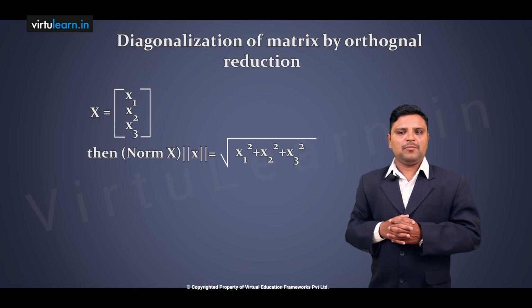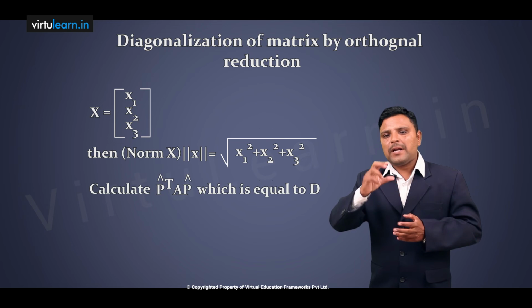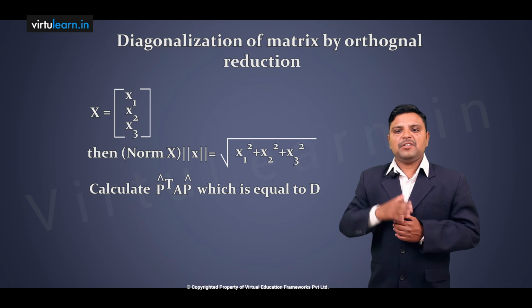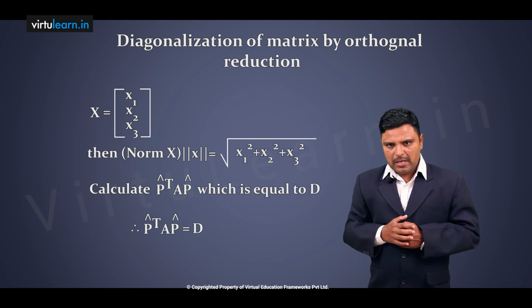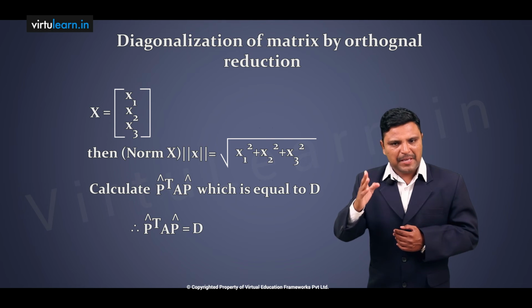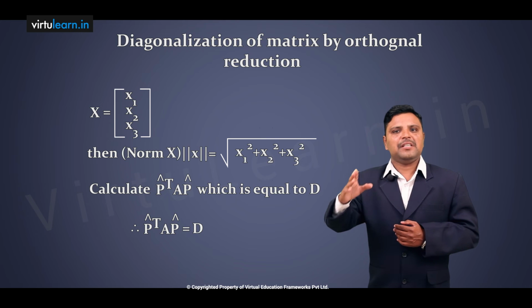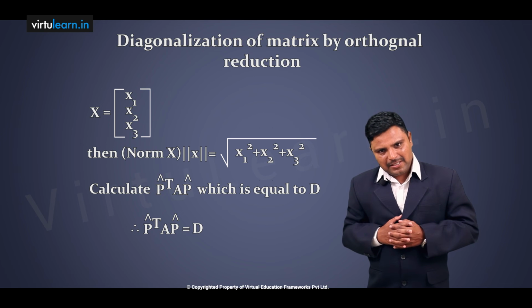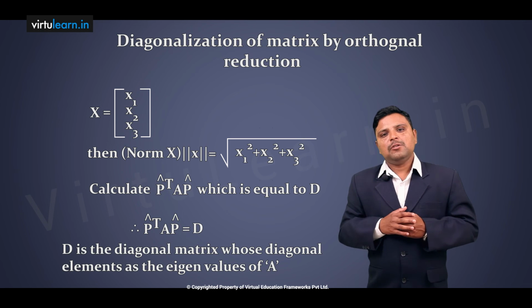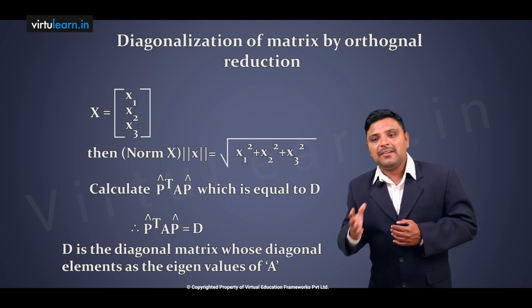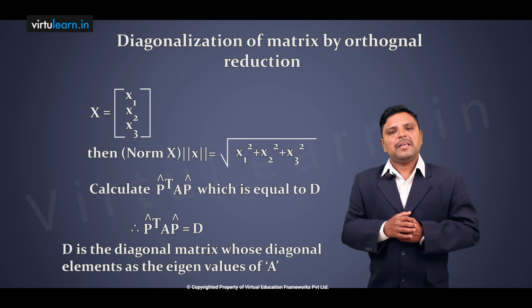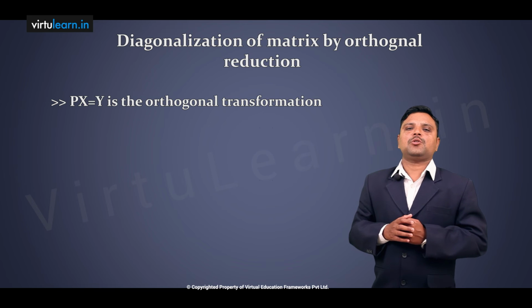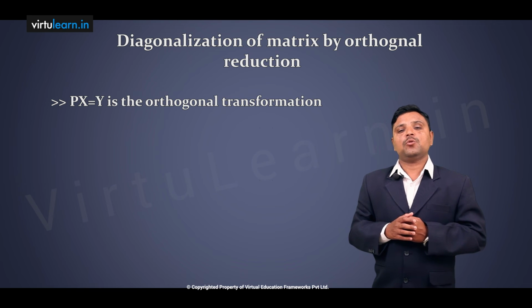After calculating the normalized modal matrix, you calculate one expression, that is, P cap transpose into A into P cap, which is equal to D. If in the calculation P cap transpose A P cap equals D, then the matrix is diagonalizable. Here D is the diagonal matrix whose diagonal elements are the eigenvalues of A. And one important point: Px equal to y is an orthogonal transformation.